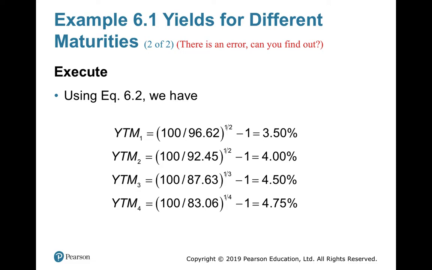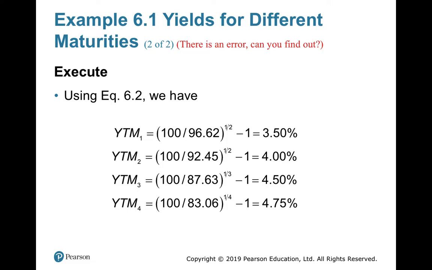Second one, the 2 year bond: 100 face value divided by the price 92.45 to the power 1 by 2, minus 1, is equal to 4%. Because it's a 2 year bond, that's why 1 by 2. Third one is a 3 year bond. So 100 divided by 87.63 to the power 1 by 3, minus 1, is 4.5%.